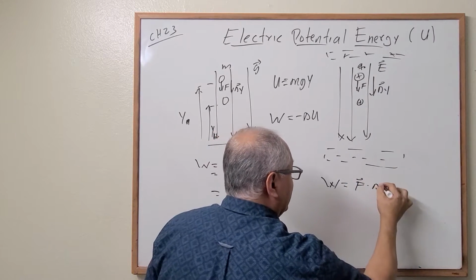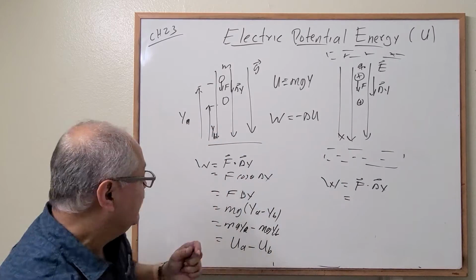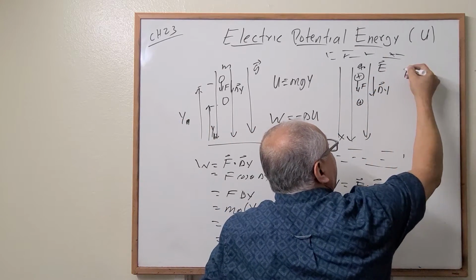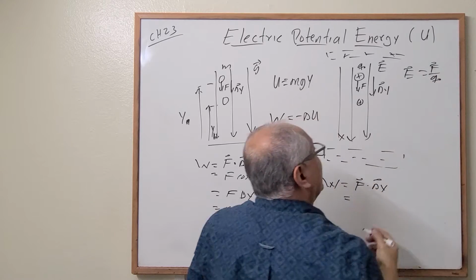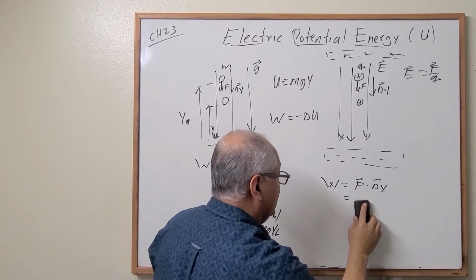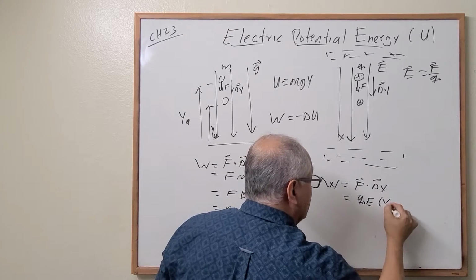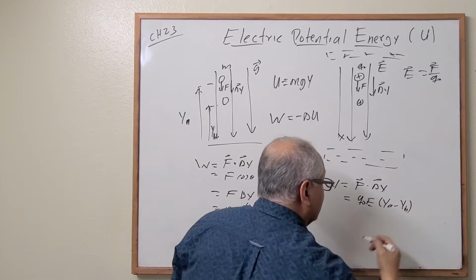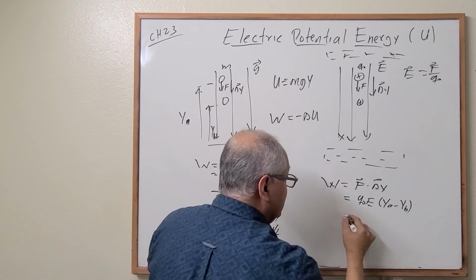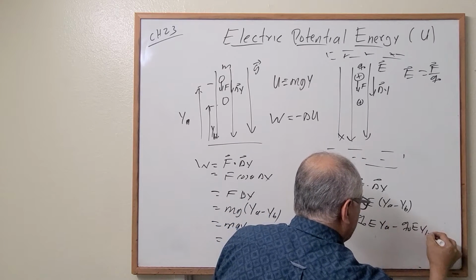Force, the dot product of these two quantities. And what is the force in this case? The electrostatic force. Remember, this is related to the electric field. How do we define the electric field? The force divided by Q naught. From here, the force equals just Q naught E, correct? Similarly to gravity, it is Q naught, the electric field, times y a minus y b. The same steps. And then this is equal to Q naught E y a minus Q naught E y b.